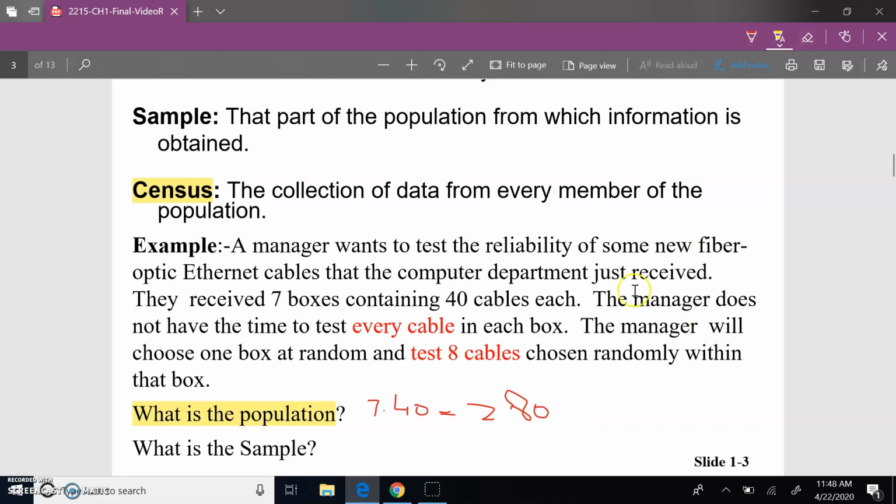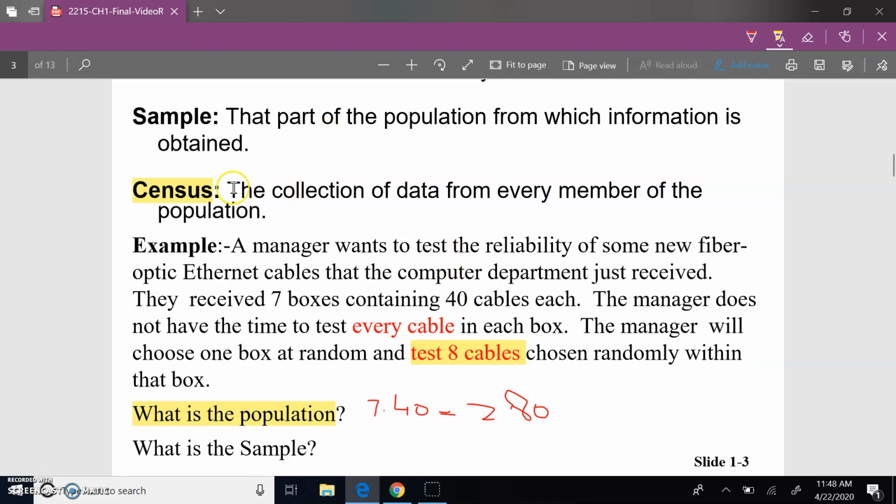A sample is a part from which the information is selected. Look at that. One box at random and test 8 cables. So these 8 cables make a sample. So the population is 280 cables, and a sample is only those 8 cables which are used for testing. So it's very important that you understand this difference. Either we are dealing with sample data or population data.